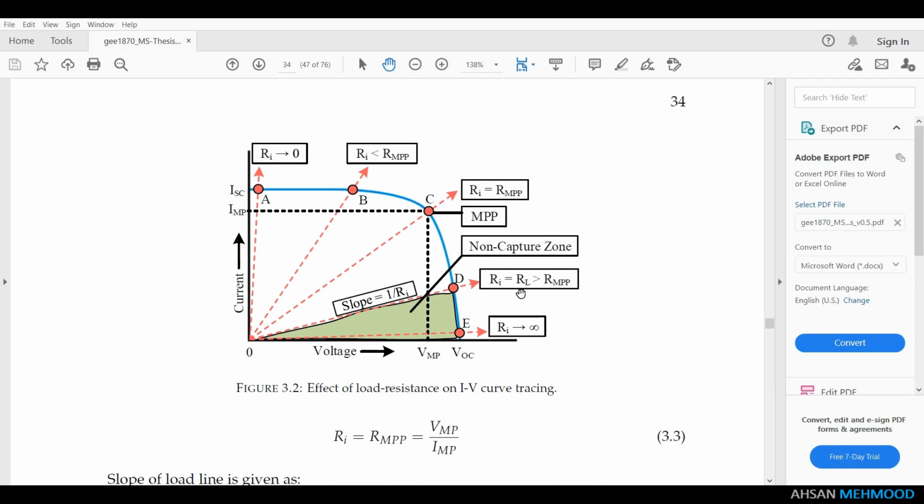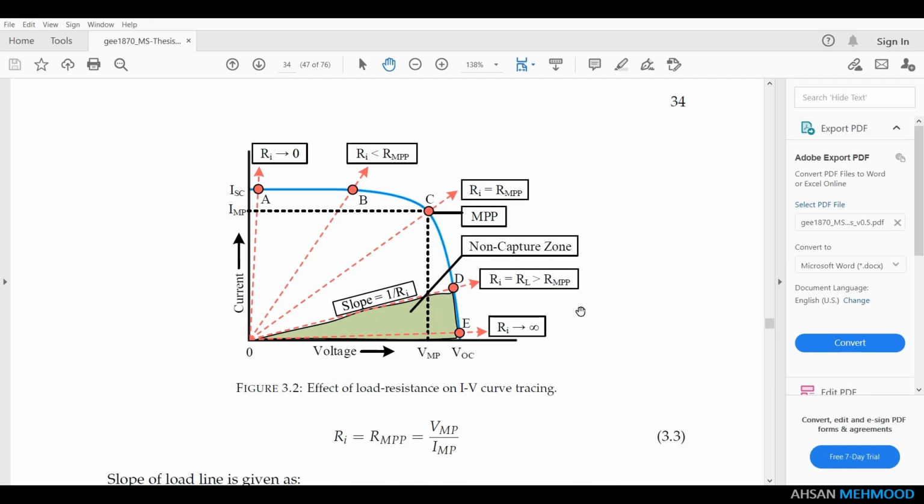Because RL has a finite value and the duty ratio cannot be reduced anymore, the slope of the load line is also finite, and the PV array operates at point D. Whereas to fully scan the IV curve, Ri must be infinite or the slope must be 0, which is not achievable in reality. As a result, the non-captured zone is defined as the area between points D and E.